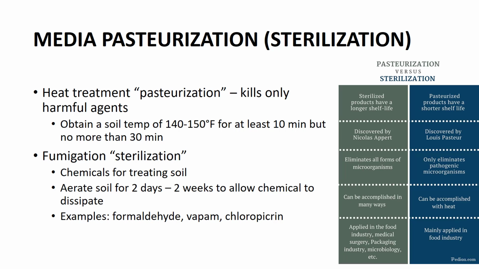A number of fumigants available to growers will effectively sterilize media, including formaldehyde, vapam, and chloropicrin. In this video, hopefully you learned about the different types of media, common container mixes, supplements, testing, and pasteurization.